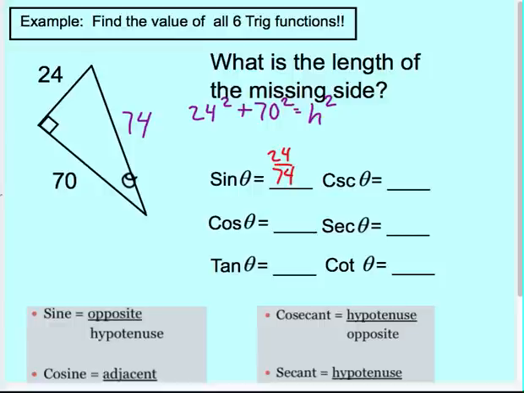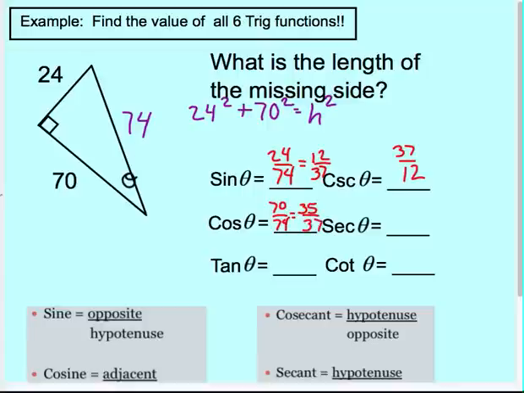And then I would expect you to simplify your fractions, of course. So if you divide each of these by 2, we get 12/37. The cosecant is the reciprocal of sine, so this would be 37/12. Cosine of theta is adjacent over hypotenuse. So dividing both by 2, we get 35/37.